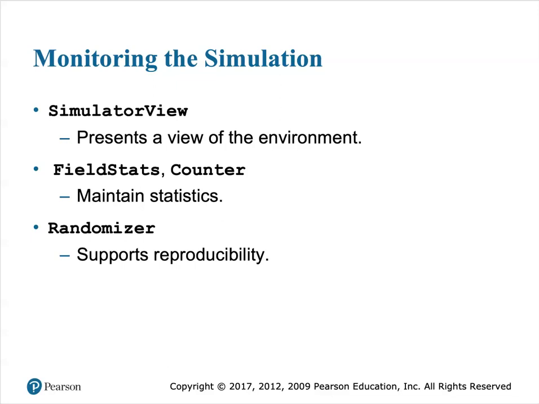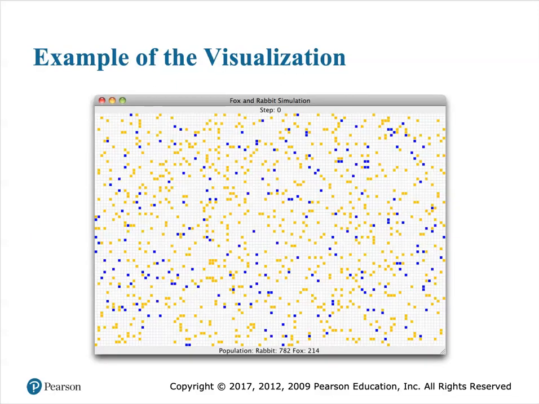Let's go and take a look at what the visualization looks like. So if you run the simulator, you'll get a field, and the field will have a step count at the top and a population count in the bottom status bar with the number of rabbits and foxes. Rabbits are represented by orange squares, and foxes are represented by blue squares, and empty field elements are represented by white squares. And so the visualization gives us a sense for how this field currently exists.